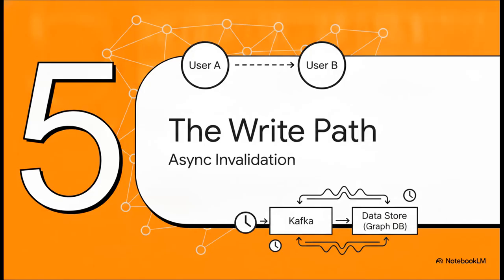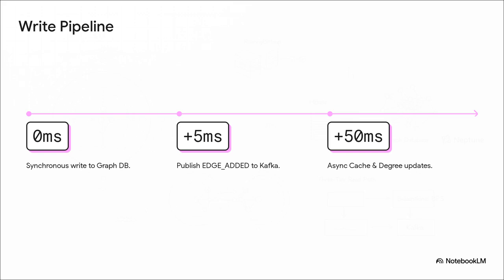Next up, Section 5, the write path. Let's look at managing asynchronous writes and the invalidation problem. So, we've totally mastered reading the data, but what happens when user A actually clicks connect with user B? Let's trace that write pipeline and see how this builds our asynchronous architecture. The very moment a new edge is created, it's written synchronously directly to the primary GraphDB. That's our absolute source of truth.